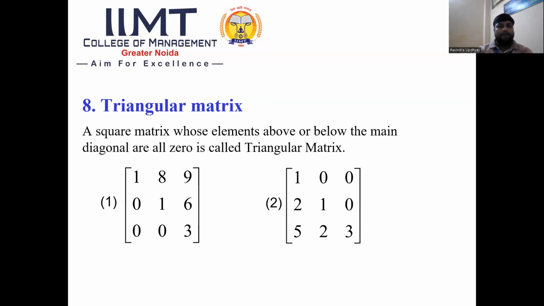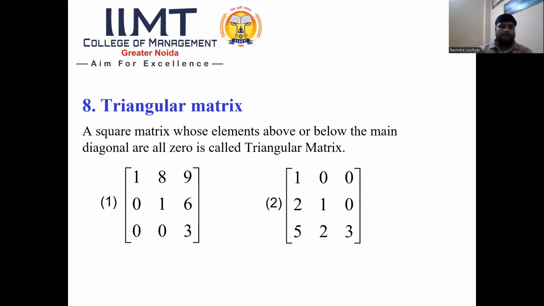Triangular matrix. A triangular matrix is a square matrix whose elements above or below the main diagonal are 0. That means below or above the main diagonal, the elements will be 0. For example, in example 1, all the elements below the main diagonal are 0, and in example 2, all the elements above the main diagonal are 0. So these are examples of triangular matrices.